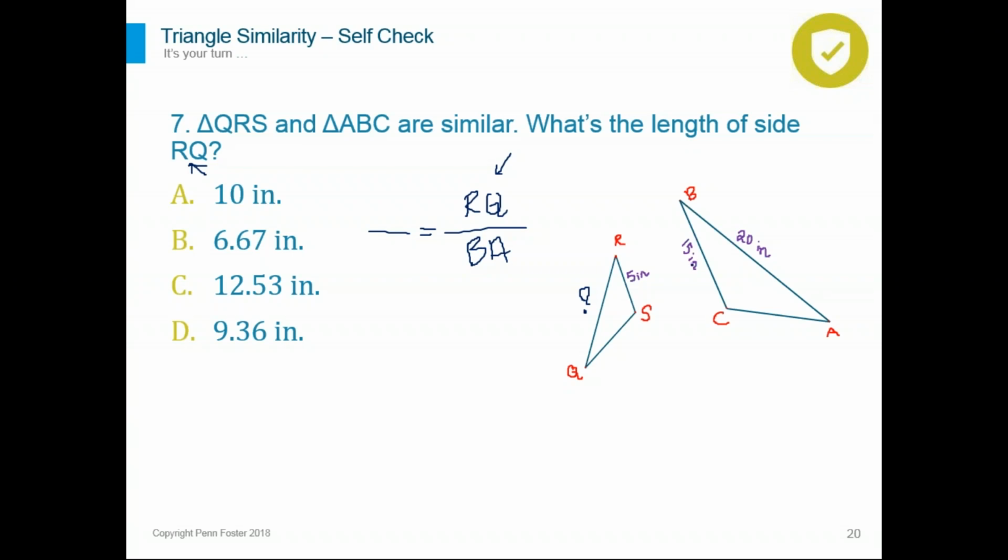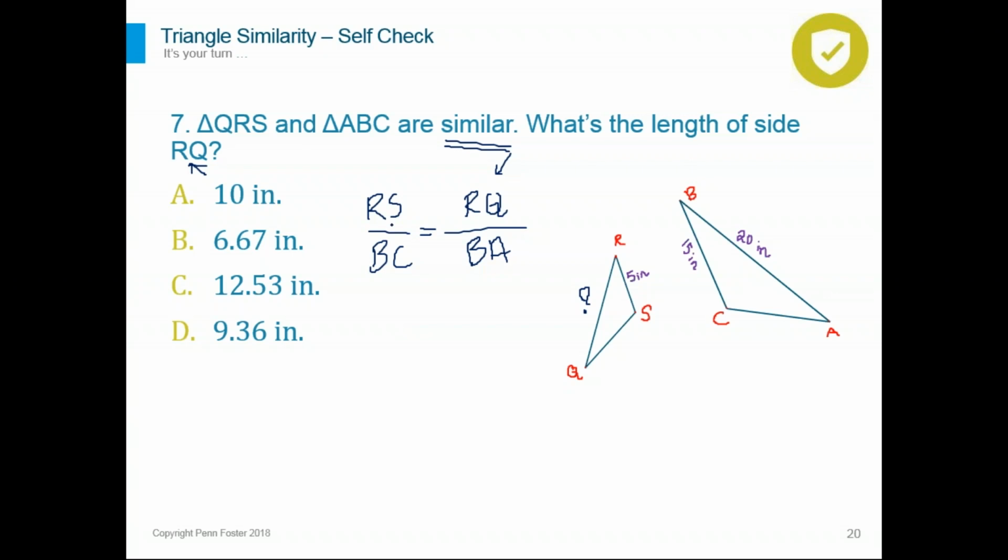Since the other pair of sides are corresponding, and we know the length of that, we are able to use that as a reference. So on the top, we had RQ coming from this triangle, then the top value on the other fraction should come from the same triangle. So RS divided by BC should equal RQ divided by BA, because it is known that the triangles are similar. Fill in the information.